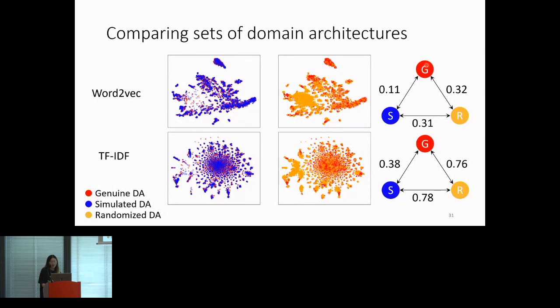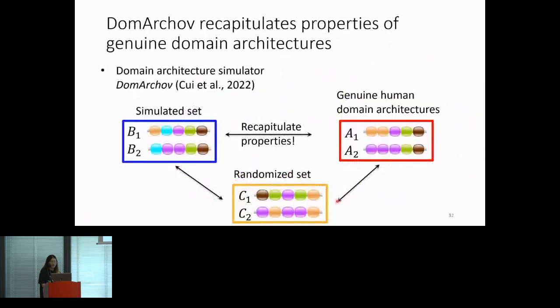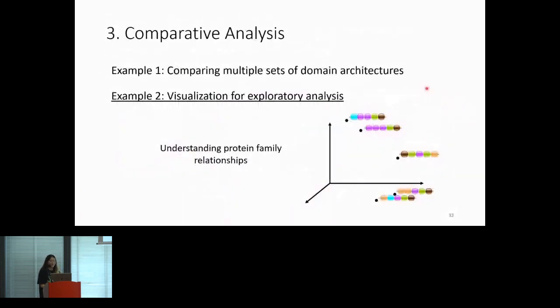Between the red genuine set and the blue simulated set, the distance is much smaller than between genuine and randomized, or between simulated and randomized. This is the case for both embeddings. So this experiment shows that our simulator, the Markov, was able to recapitulate the properties of genuine domain architectures better than expected by chance. That's my first example.